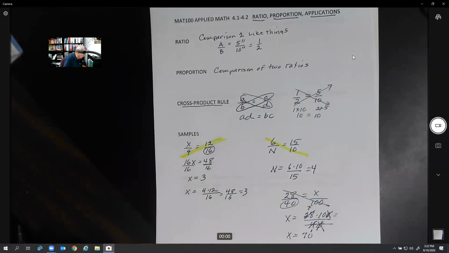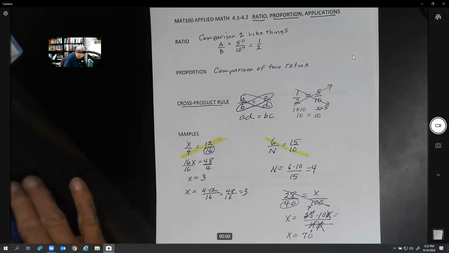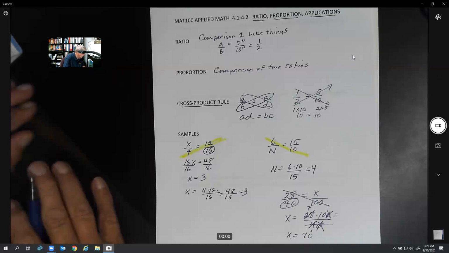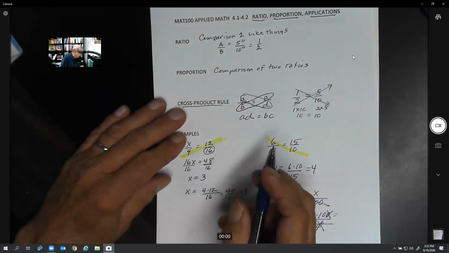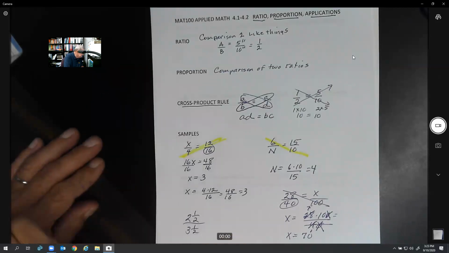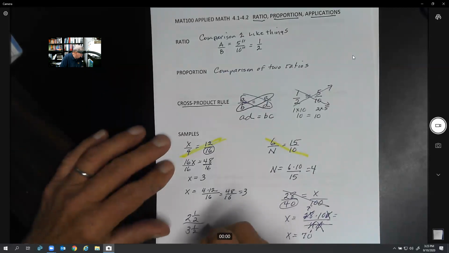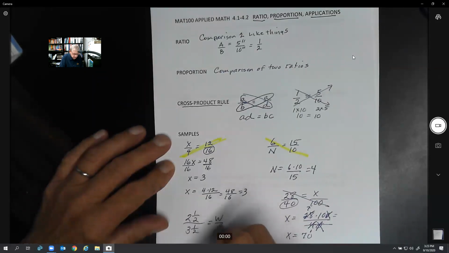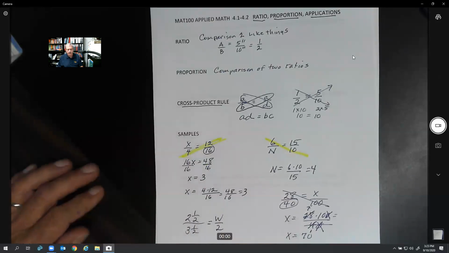Here's one that's a little tougher. Let me try this, kind of a hard problem here. Let's try this one. How about 2.5 is to 3.5? We could say like this, as W is to 2. See, here the W is up here.